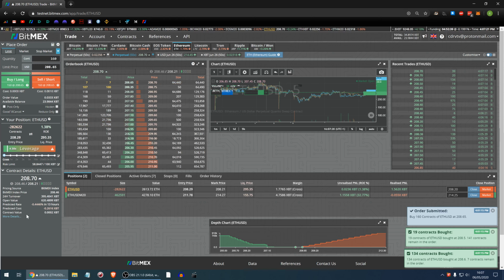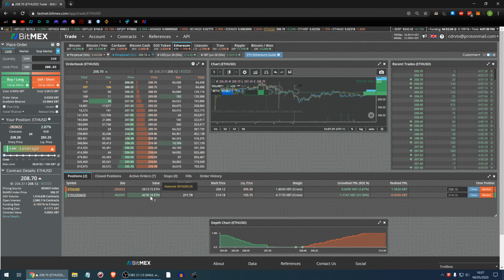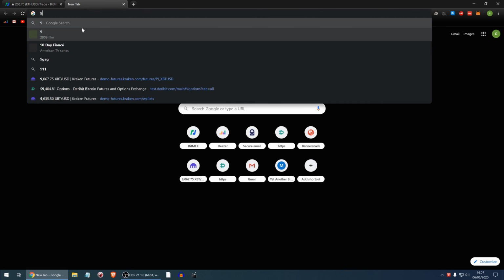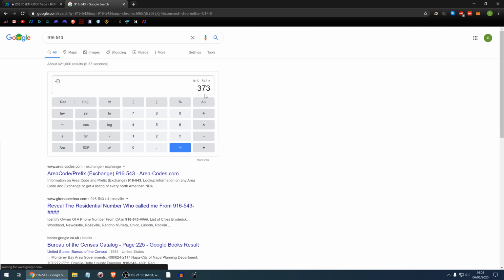Okay, so let this go back into a reasonable territory. So we need to be more short ETH USD. So we are notional 916k short, and long, and this is our short. So we need to go 916 minus 543. So we need to short ETH USD on 373k.